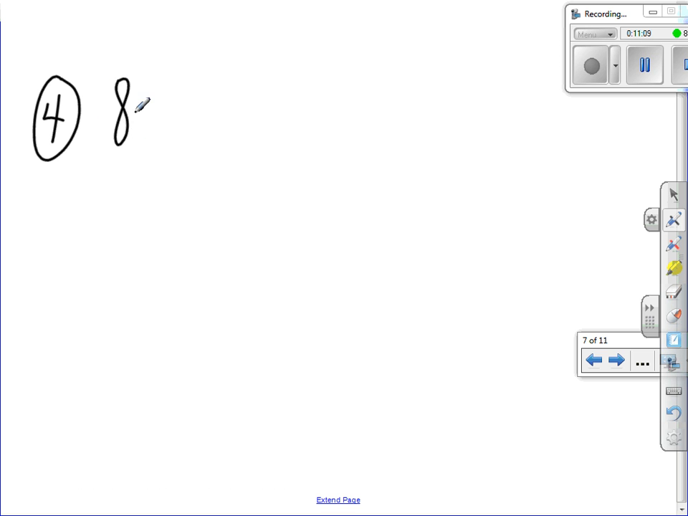All right, I get 8m cubed minus 12m squared minus 20m on my paper. I hope that's what it says on yours. And the directions are still the same: factor each completely.